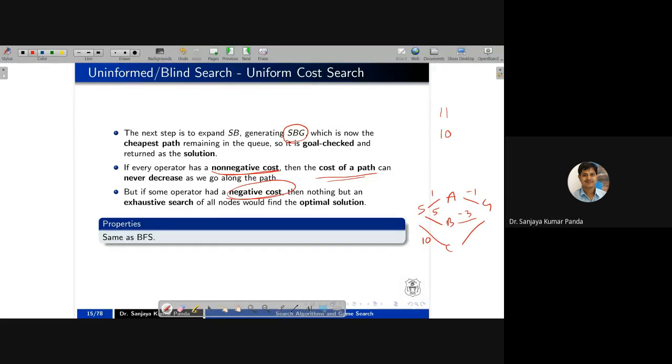That is another solution. That's why, if the operators also consider negative cost, then it is very difficult to find which path is optimal. For that reason, you have to perform exhaustive search. Exhaustive search is also called brute force search. Brute force search says that you have to go for all possible solutions and find the best solution among those values, selecting one particular path out of all paths. And its properties are the same as uniform cost search.